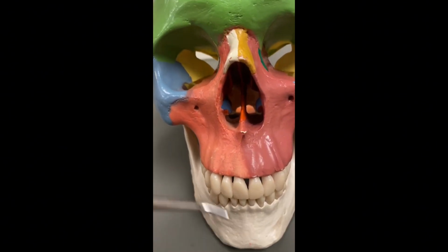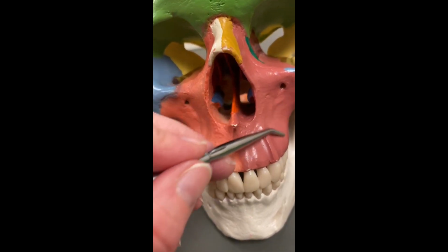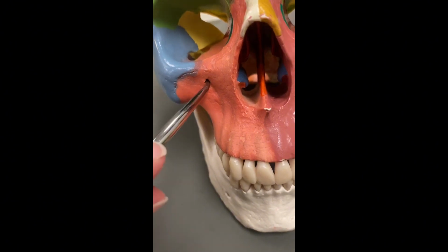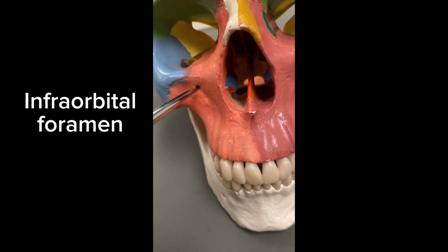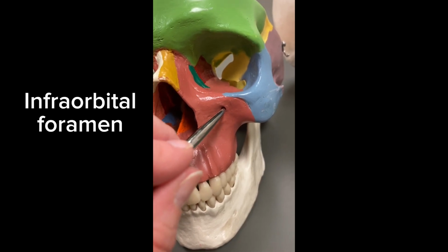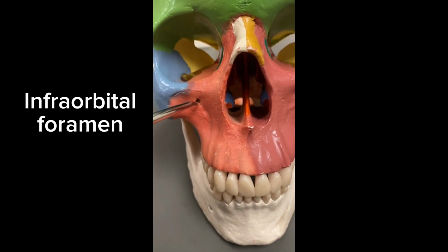Also on the maxilla, so here, your upper jaw bones, those are the maxillae. You have these small holes below the orbit of the eye. These are the infraorbital foramina. Foramen is singular, infraorbital foramen.